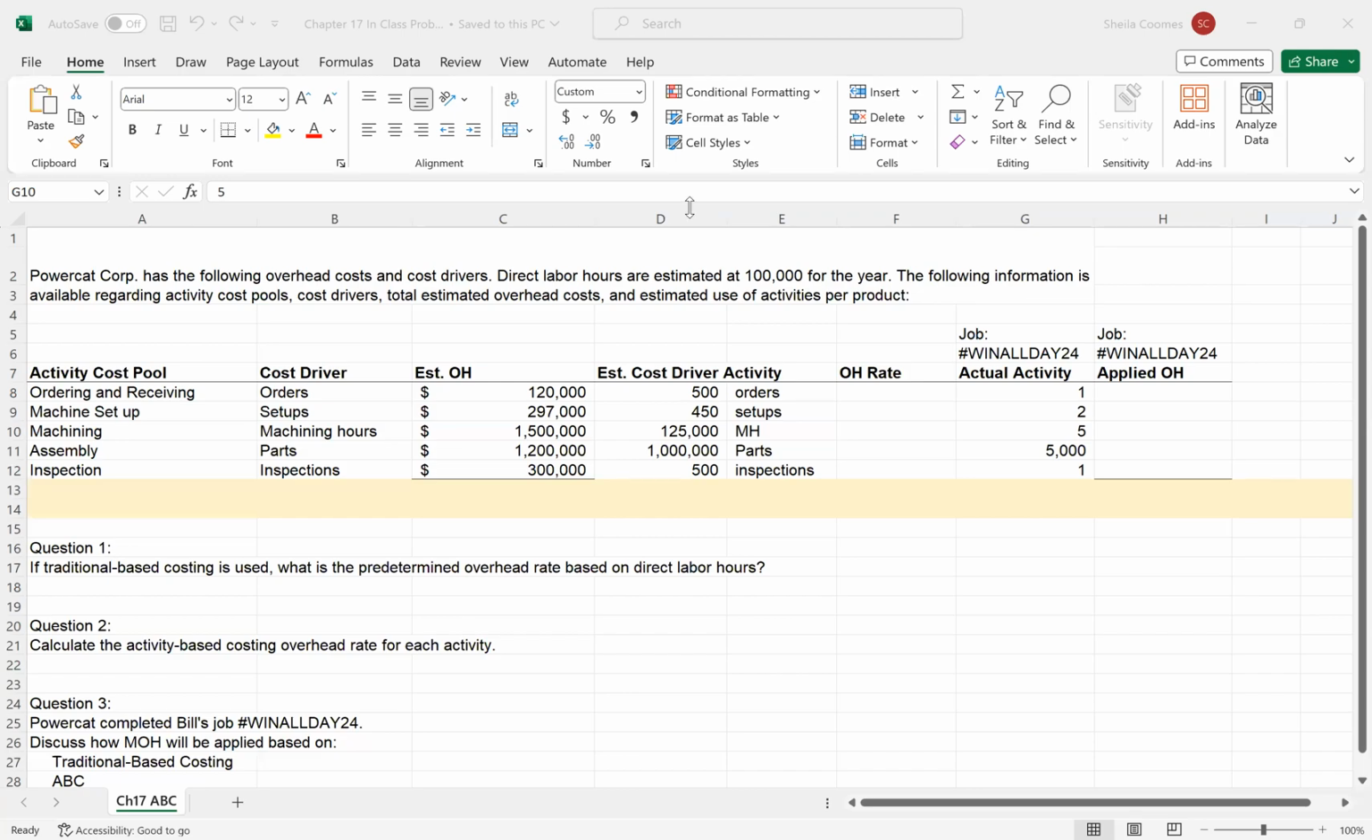So I'm calling this an in-class problem, but technically it's not in class. It is one that I cover in my in-person classes, but I think it's perfect for our online class as well.